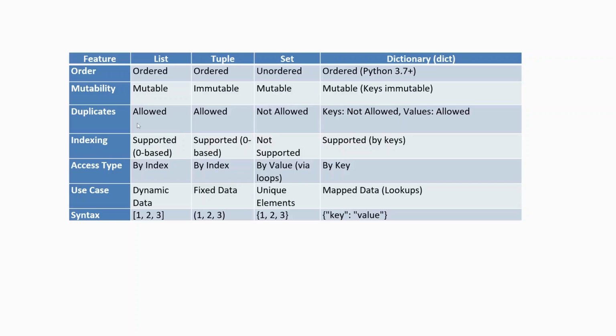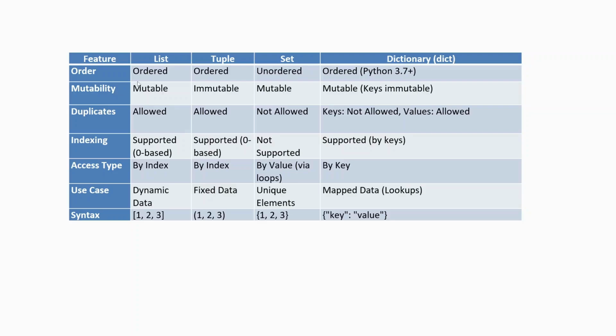This slide shows a comparison matrix for different collections in Python. If you take order as a parameter, lists are ordered. That means we can retrieve the elements of a list in the same order in which it was created. Similarly, it is also true for tuples. But sets are unordered. Dictionaries in higher versions of Python are ordered, but in versions lower than 3.7 they are unordered.